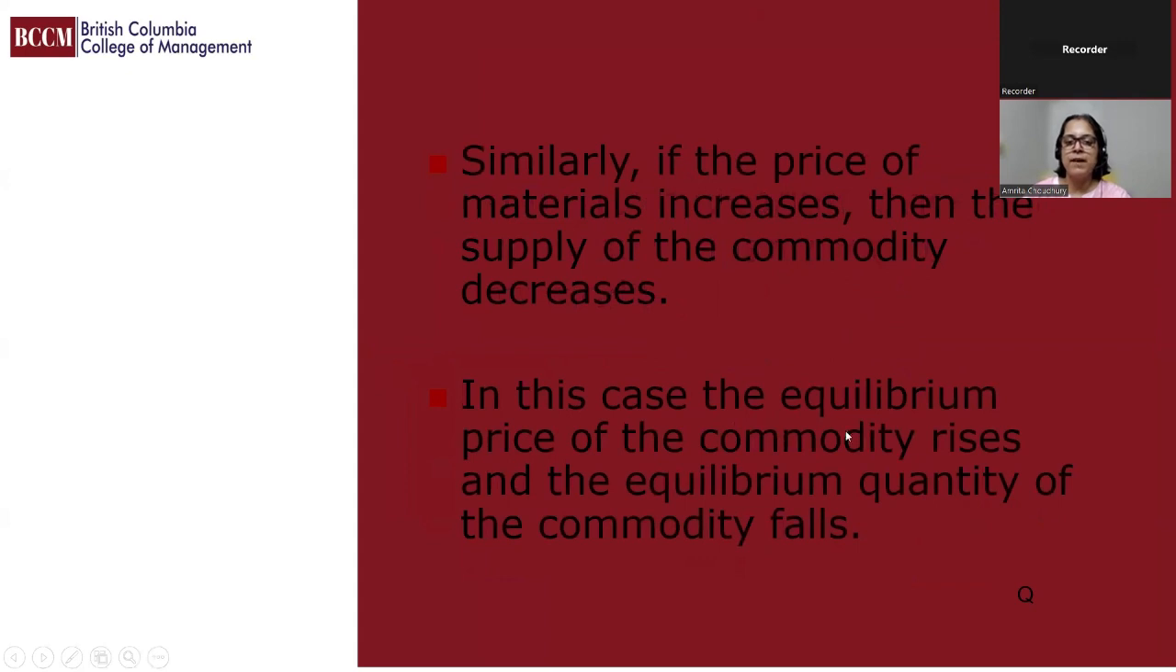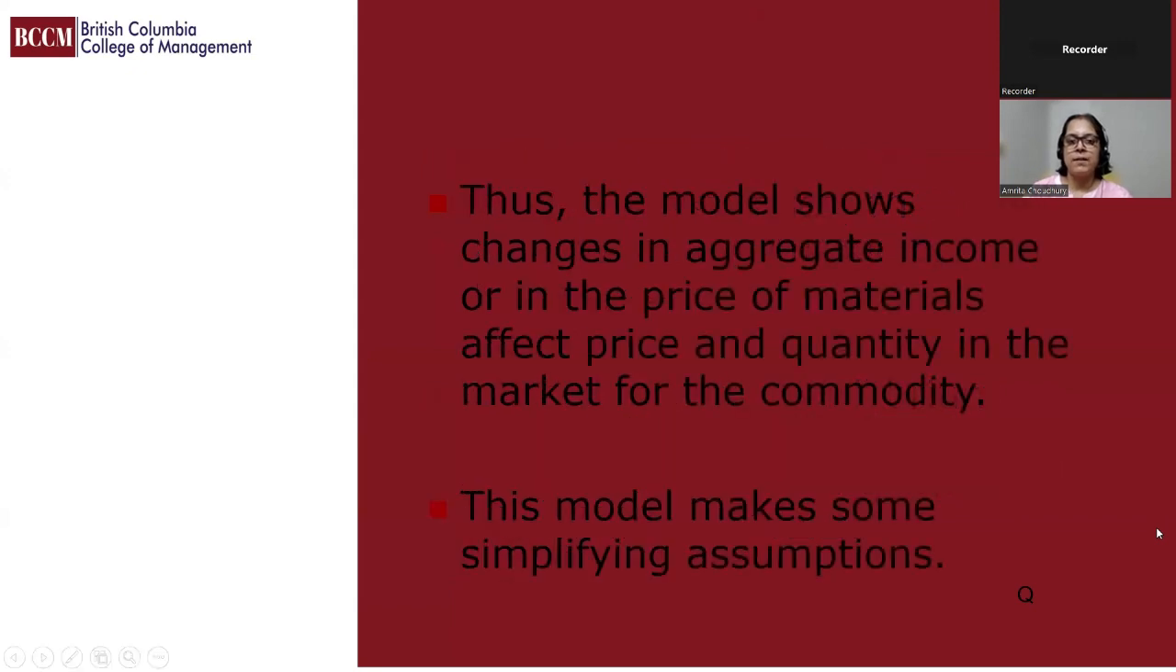So the equilibrium price of the commodity rises and the equilibrium quantity of the commodity falls. This is just an example. In this case, we can see how the model shows that changes in aggregate income or the price of raw materials can have an impact on the equilibrium price and quantity of the commodity produced, right?